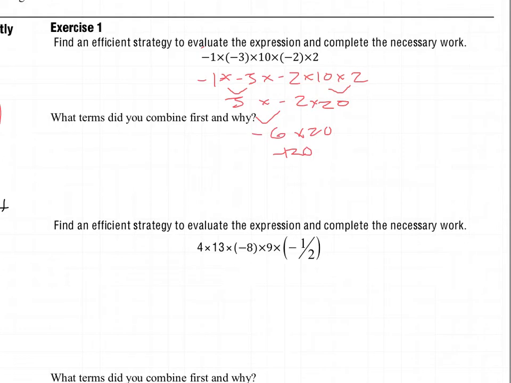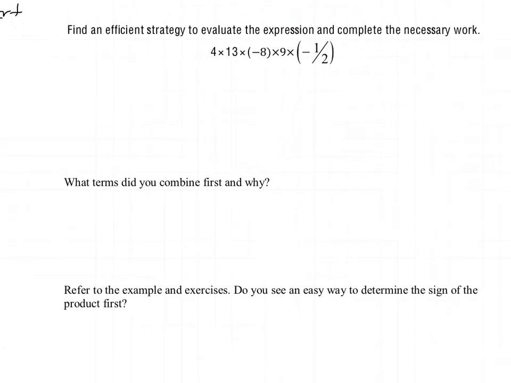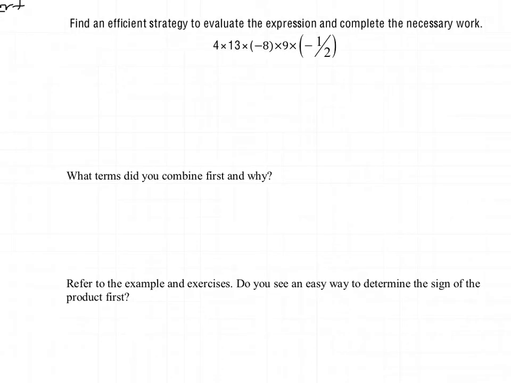So what terms did I combine first? Hopefully you had your own different answers, but for me, I would say I combined negatives and positives in pairs, keeping the 1 and the negative 1 and the negative 3 together. Alright, find an efficient strategy to evaluate the expression below. So again, kind of look at this one and jump through the steps on your own. And try and focus on when you're doing this, what would be the most efficient way to do this?